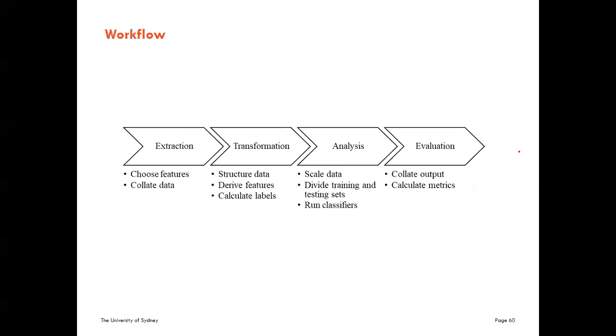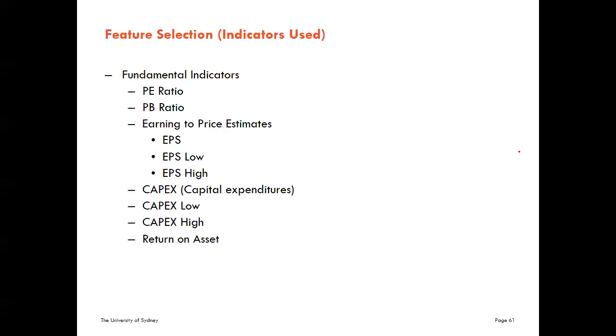So that's, again, a similar framework that you would use with any data science project. You get your data, do feature engineering, do your cleaning, remove the nulls, have it explored a little bit, visualize, and then you start your evaluation. For this project, we downloaded quite a few fundamental indicators. A few of them are the PE ratio, which is the price to earning ratio, and then price to book ratio, quite a few earning estimates, and then quite a few capital expenditures, return on assets. So these were our fundamental indicators.